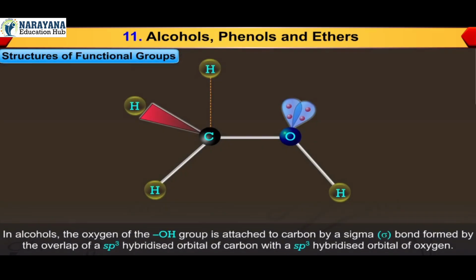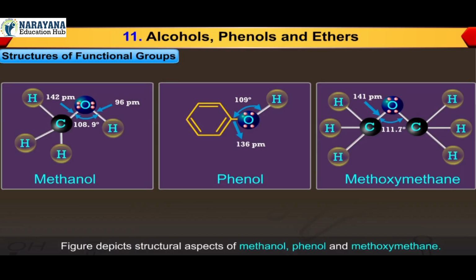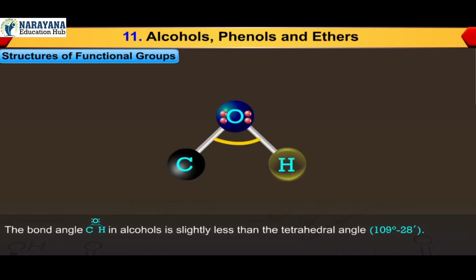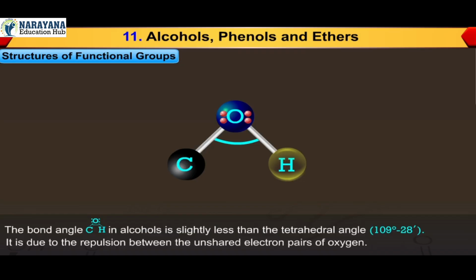In alcohols, the oxygen of the -OH group is attached to carbon by a sigma bond formed by the overlap of an sp3 hybridized orbital of carbon with an sp3 hybridized orbital of oxygen. The figure depicts structural aspects of methanol, phenol, and methoxymethane. The bond angle C-O-H in alcohols is slightly less than the tetrahedral angle, that is 109 degrees 28 minutes. It is due to the repulsion between the unshared electron pairs of oxygen.